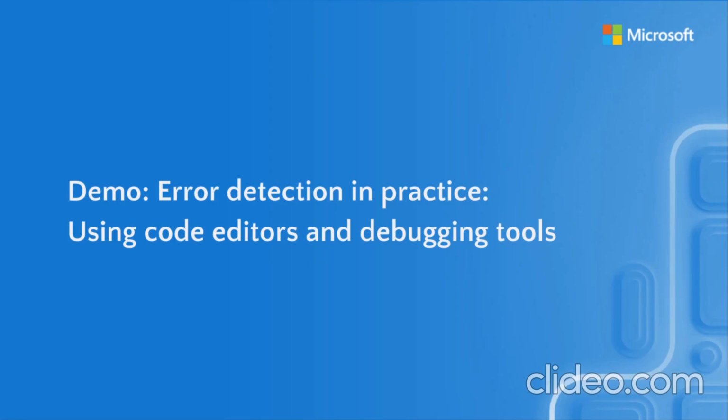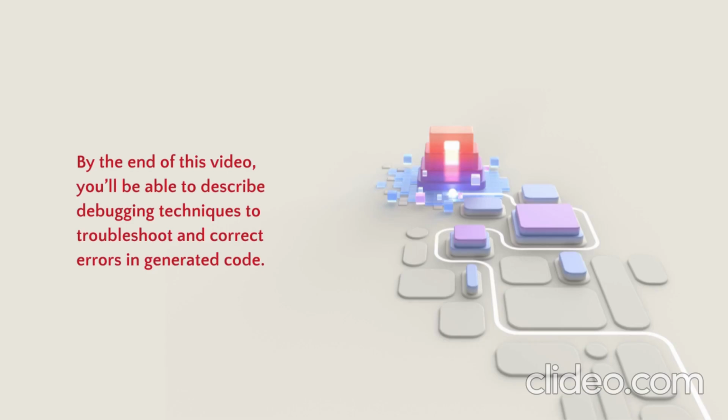Welcome to a look into the topic of code debugging with generative AI. In this video, we'll go beyond code generation and explore how AI-powered tools can assist you in identifying and resolving errors in your code, ensuring its accuracy and functionality. We'll demonstrate how to effectively utilize code editors and debugging tools, like Copilot, to correct errors in AI-generated code. By the end of this video, you'll be able to describe debugging techniques to troubleshoot and correct errors in generated code.